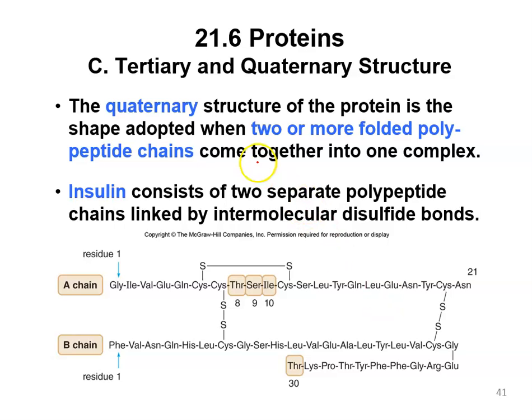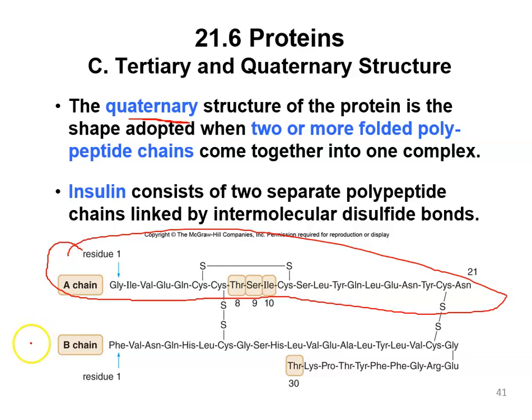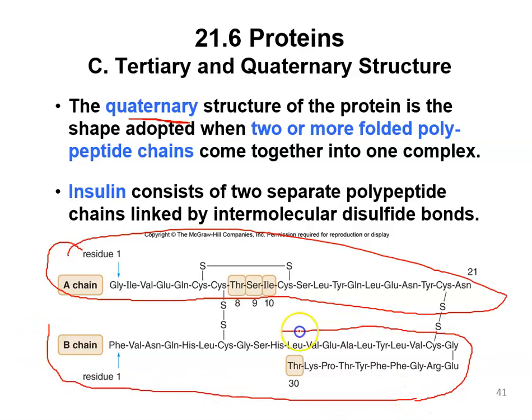All right. A quaternary structure is when you have one tertiary structure hooked up to another tertiary structure. So when you have two tertiary structures hooked onto each other, that's what's called the quaternary structure. It is the structure of the protein that is adopted when two or more folded polypeptide chains come together.